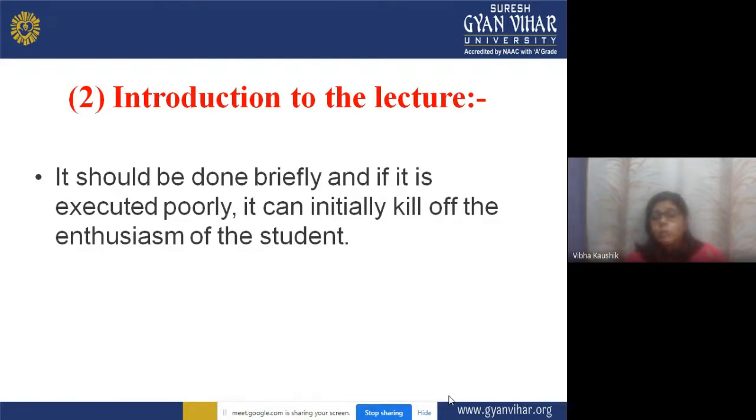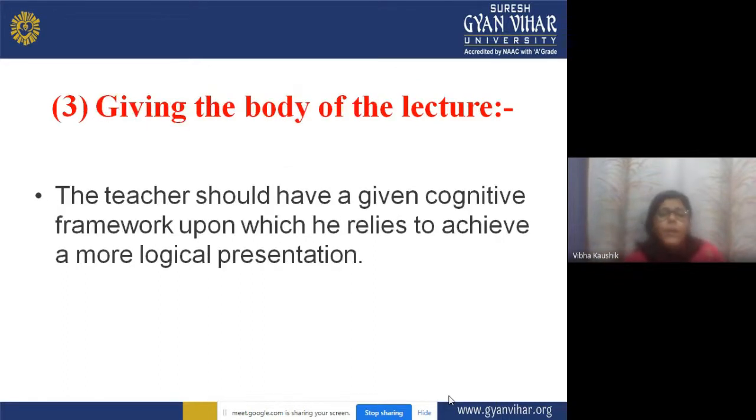If it is executed poorly, meaning the teacher is not able to introduce the topic to the students in a proper manner, then what will happen? It can initially kill off the enthusiasm of the students. They will not be motivated, and their interest in learning that topic will be very low. Now the third one is giving the body of the lecture.